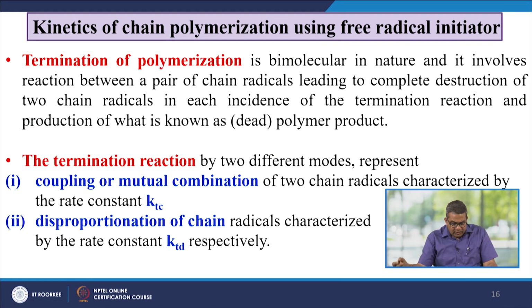Let us talk about the termination aspect. The termination of polymerization is bimolecular in nature and it involves the reaction between a pair of chain radicals, leading to a complete destruction of two chain radicals in each incident of the termination reaction and the production of what is known as the dead polymer. The termination reacts by two different modes. They represent the coupling or mutual combination of two chain radicals, characterized by the rate constant Ktc, and disproportionation of chain radicals, characterized by the rate constant Ktd.